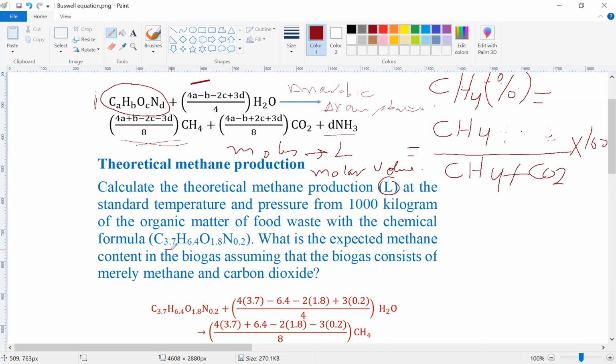So basically, we have to do this balance and then apply this equation here to calculate how much, or percentage wise, how much methane is in the biogas that is produced. Assuming that the biogas consists of merely methane and carbon dioxide, we can just ignore this one. The ammonia will be a very minimal amount of moles, so we can just neglect it for simplicity here.